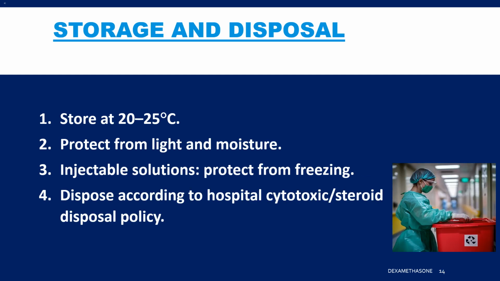Storage and disposal of dexamethasone. 1. Storage temperature. Dexamethasone should be stored at a temperature range of 20 to 25 degrees Celsius to maintain its stability and effectiveness. 2. Protection from light and moisture. The medication should be protected from light and moisture to prevent degradation and ensure its potency.